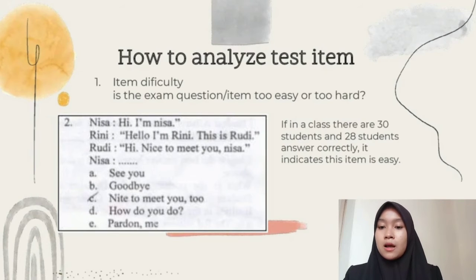Next, how to analyze test items. Item analysis brings to light test quality in the following ways. First, item difficulty. Okay, item difficulty asks whether the exam question or item is too easy or too hard.